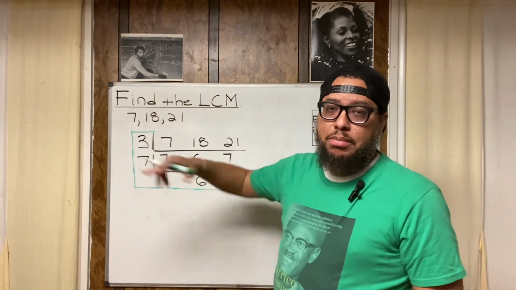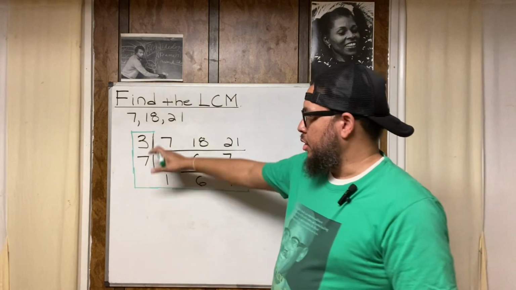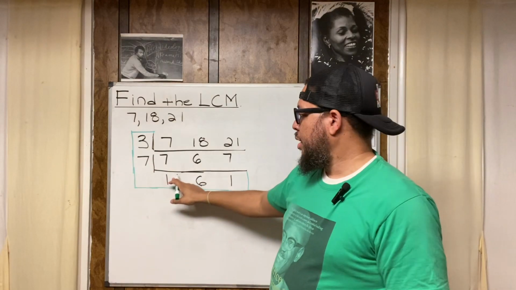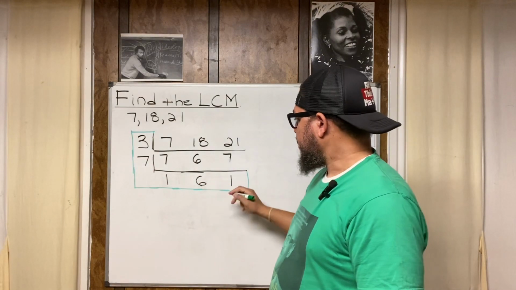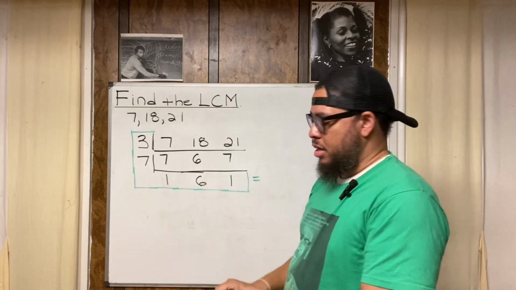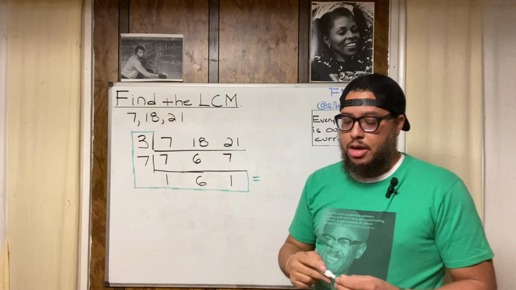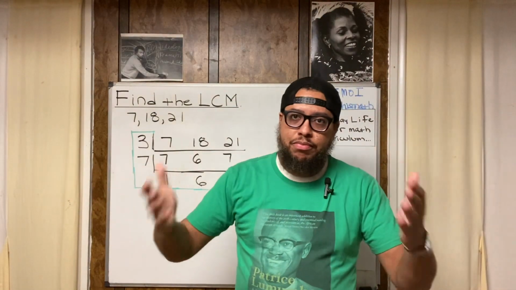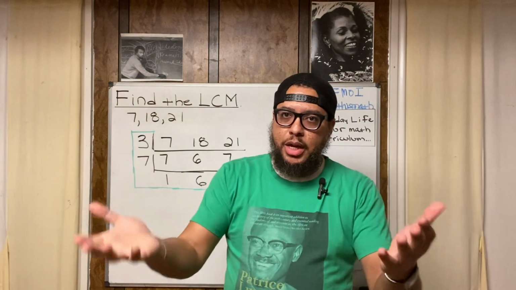So what is 3 times 7? Make sure you know your multiplication facts. 3 times 7 is 21. Then 21 times 1 is 21. And 21 times 6. Now, I want to make sure you understand how to do mental math and multiply a 2-digit number by a 1-digit number. So 21 times 6, right? This is how I do it.